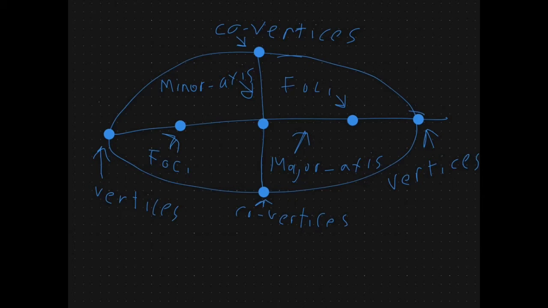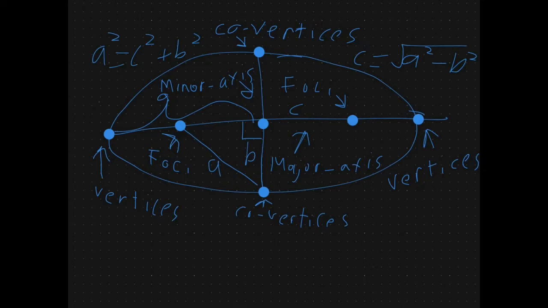The distance from one of the foci to the center is known as C. The distance from one of the covertices to the center is known as B. The distance from one of the vertices to the center is known as A. Along with this, the distance from one of the foci to one of the covertices is also known as A. You can also find the value of C and A with the equations above. And if you haven't noticed, A has the largest value out of A, B, and C.